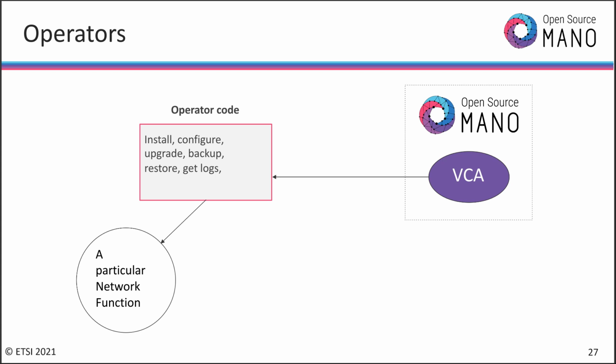This slide shows a high-level picture of the components involved in the operations. The VCA is part of OSM, and it manages the operator code, which has the scripts to manage the life cycle of the network function and may have several actions to interact with it. When an OSM user wants to execute an action, the VCA will receive that order and trigger the action in the operator, which will then execute the script associated with the specific action.